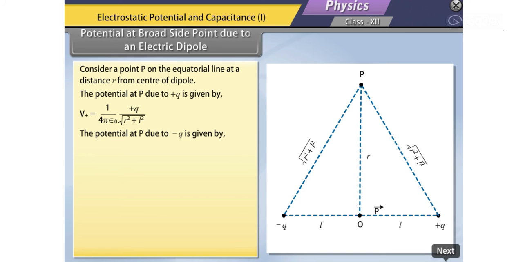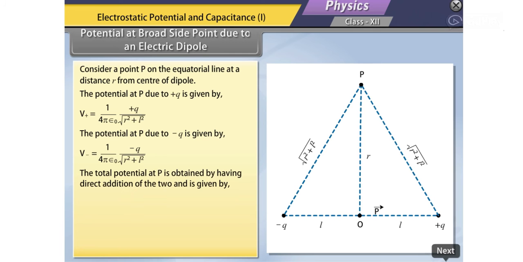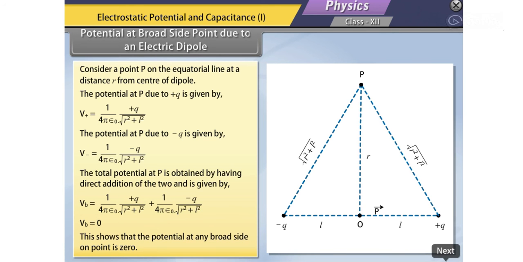The potential at P due to minus Q is given by V negative equals 1 upon 4 pi epsilon naught multiplied by minus Q upon under root R square plus L square. The total potential at P is obtained by direct addition of the two and is given by VB equals 0. This shows that the potential at any broadside on point is 0.